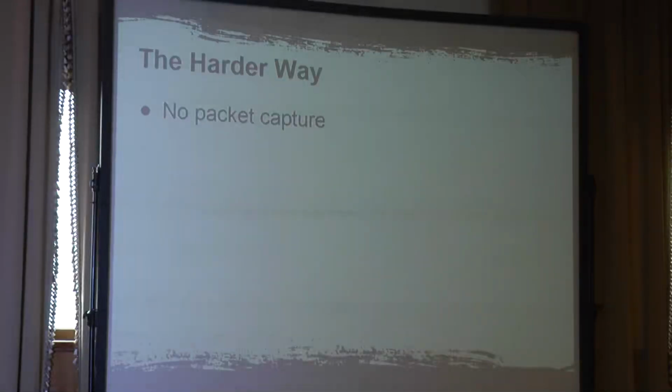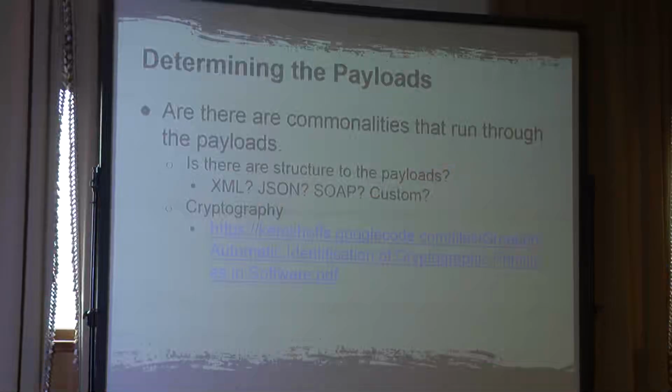The harder way, of course, is when you don't have a packet capture. One of the things you can do, just some guesswork here, is look for any commonalities you can start to see. Is the payload normally XML, JSON, SOAP, or is there crypto being used? If you get a copy of the slides, this link is probably one of the best write-ups on determining what type of crypto is being used from just a binary where you don't have any extra debugging information, you don't have anything to really help you, just detecting what algorithm's being used.